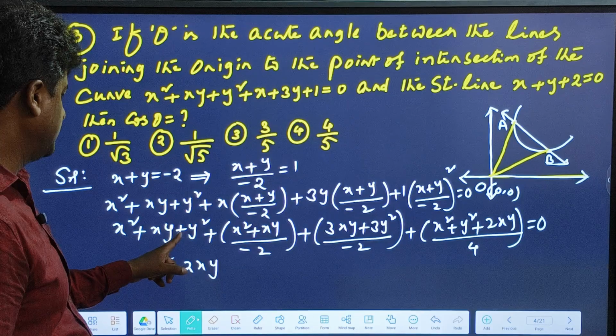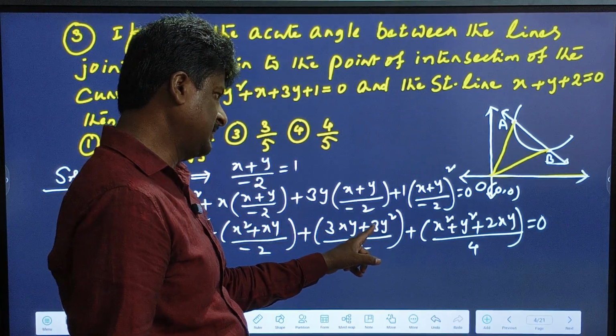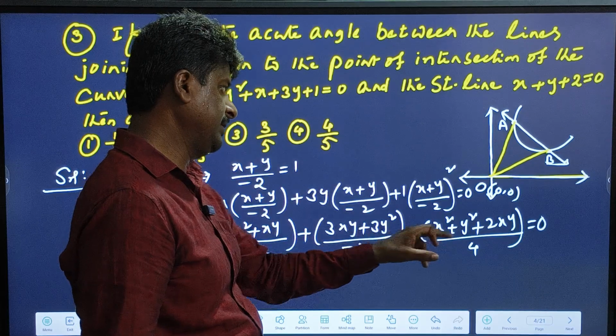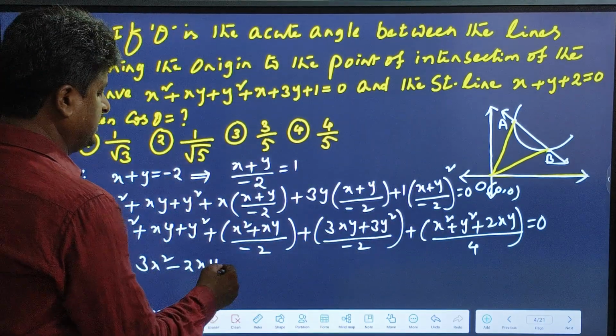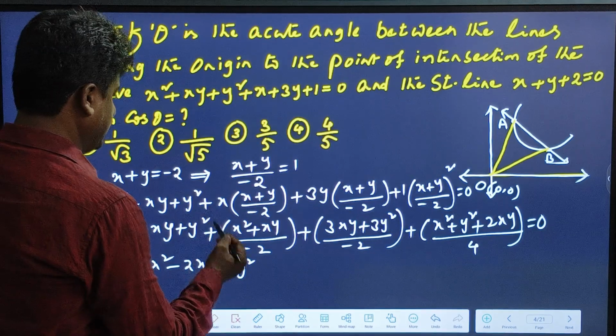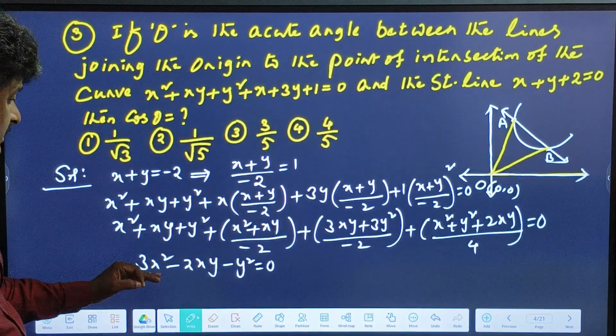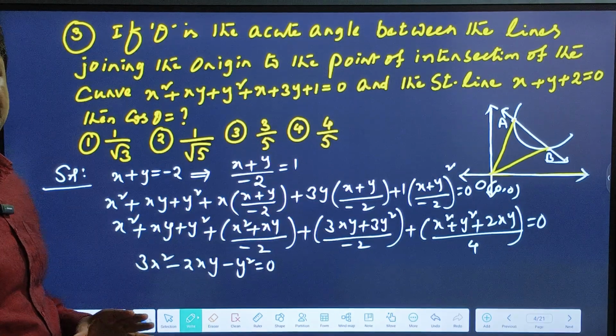The y square terms: 4y square minus 6y square minus 2y square plus 4y square plus y square minus 2y square plus y square equals 0. Okay, so this is the homogeneous equation.